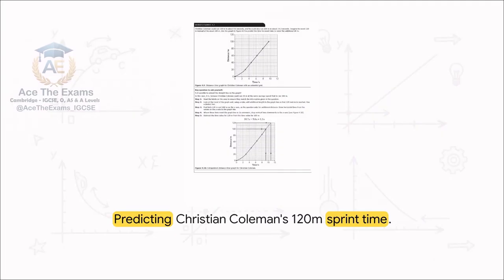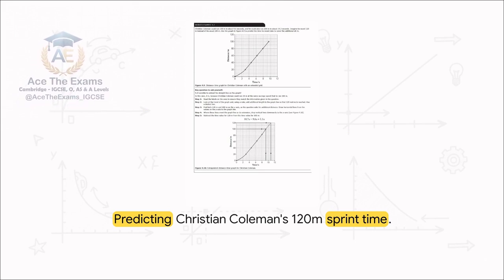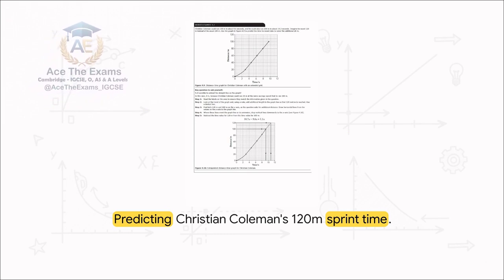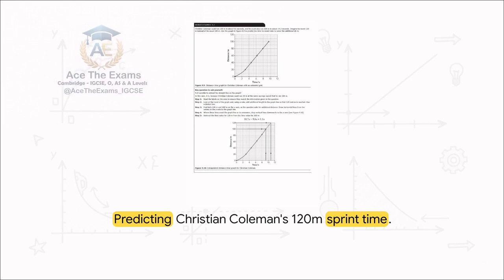Let's apply those exact steps to a real-world scenario. Look at this distance time graph tracking the incredible sprinter Christian Coleman. The graph shows he ran 100 meters in exactly 9.6 seconds. But what if a question asks you to predict his time if he ran an extra 20 meters at that exact same average speed? Don't panic and start writing out massive equations.